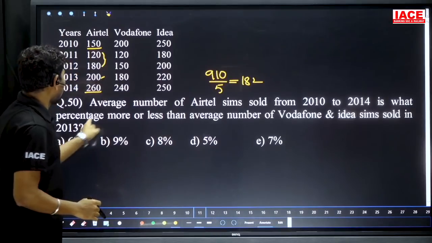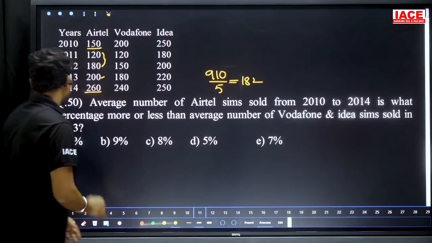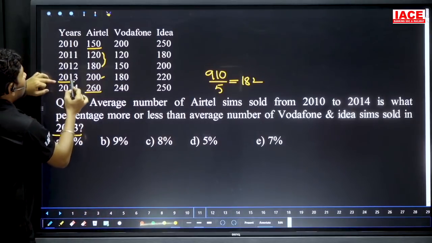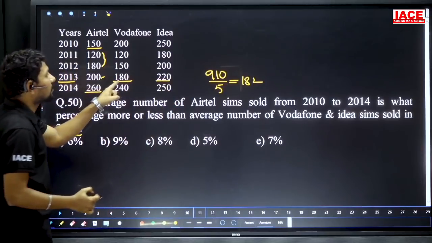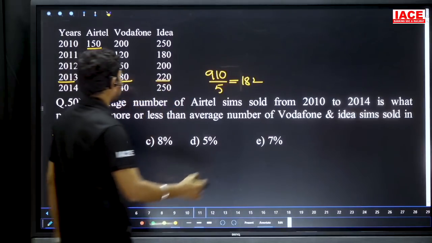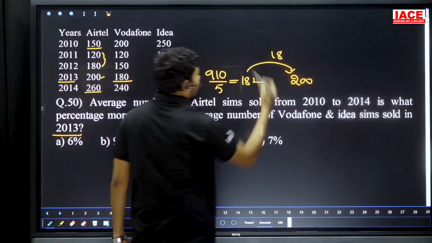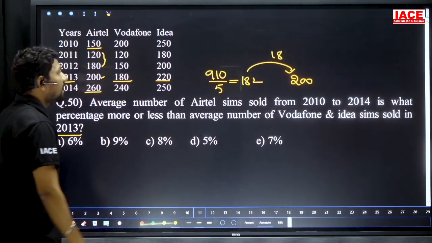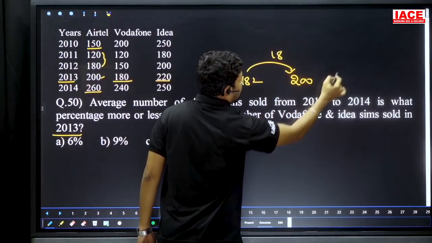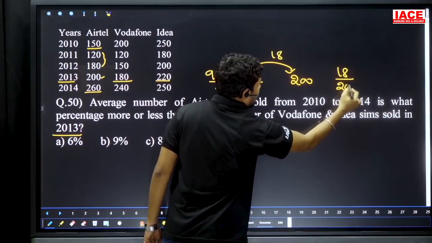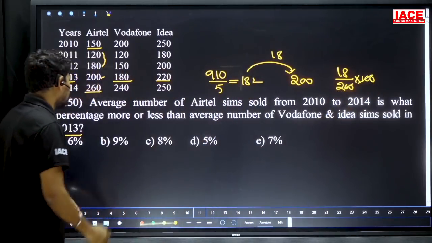Clear. Is what percentage more or less than average number of Vodafone Idea SIMs sold in 2013? Particularly 2013 Vodafone and Idea, 180 plus 220 which is equal to 400. 400 by 2 is equal to 200. It is more or less, means it is less. Less is how much? 18 less. 18 by 200 into 100. 18 is how much percentage of 200? 18 by 200 into 100. Zeros cancel. 18 by 2 is equal to how much percentage? 9%. Option B.